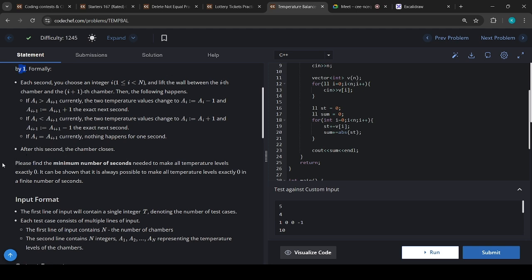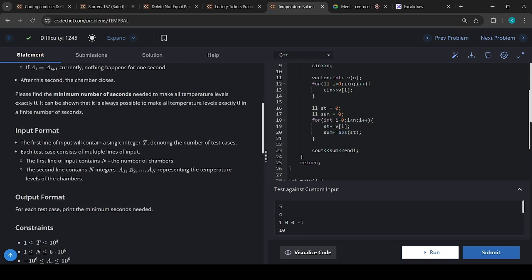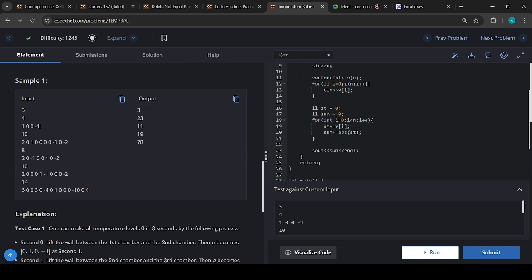After this second, the wall will close. Please find the minimum number of seconds needed to make all the temperature levels exactly 0. So we have to neutralize all chambers so that the temperature of each chamber becomes 0. It is shown that it is always possible to make all temperature levels exactly 0 in a finite number of seconds. Okay. So let's take the first test case.